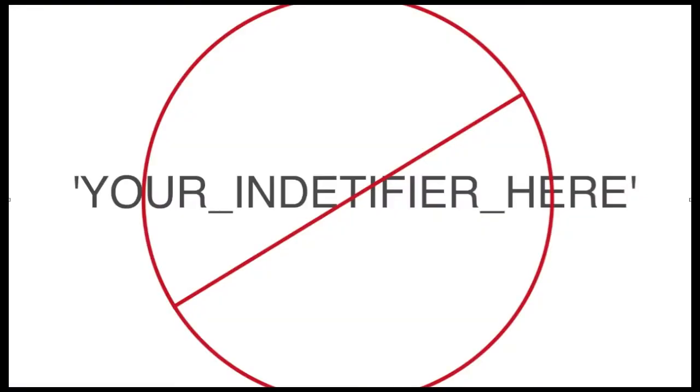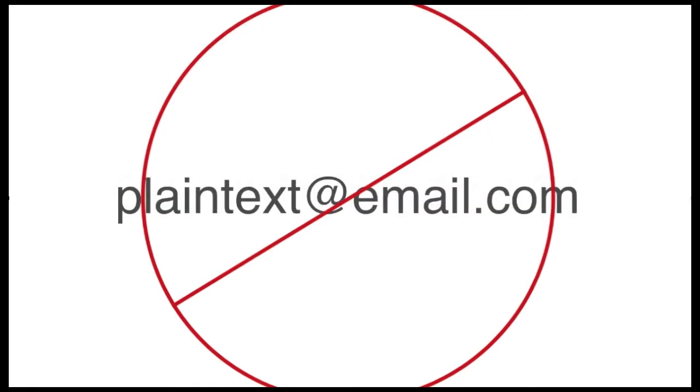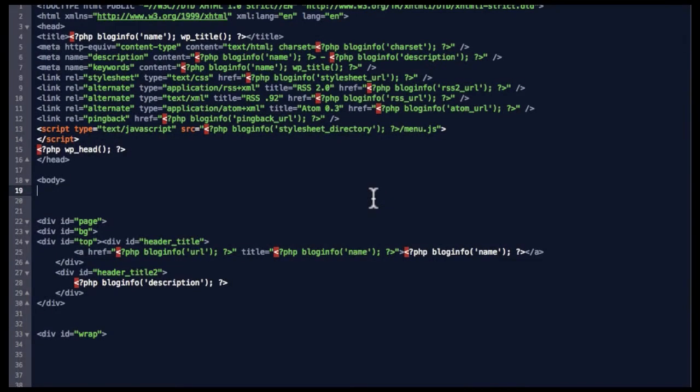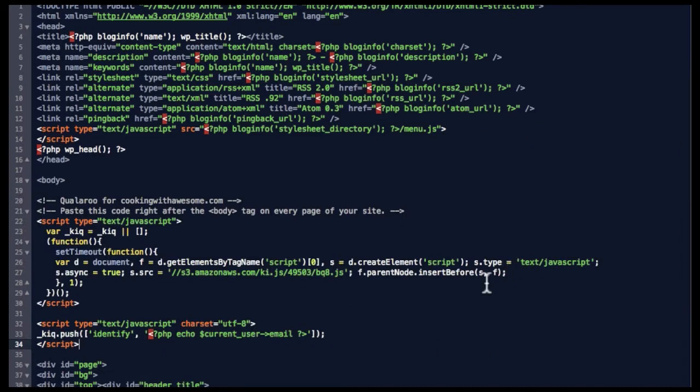You don't want to just copy and paste the Identity API call from the install code page. You also don't want to replace the identifier placeholder with just a plain text email. If you do this, the identity option on the targeting page will not work. Once you have the correct identifier code for your site, you're ready to install the JavaScript. We highly recommend adding the JavaScript below the body tag on every page of your website.